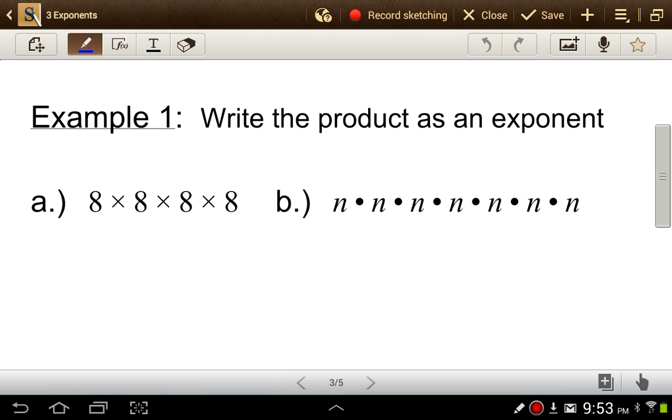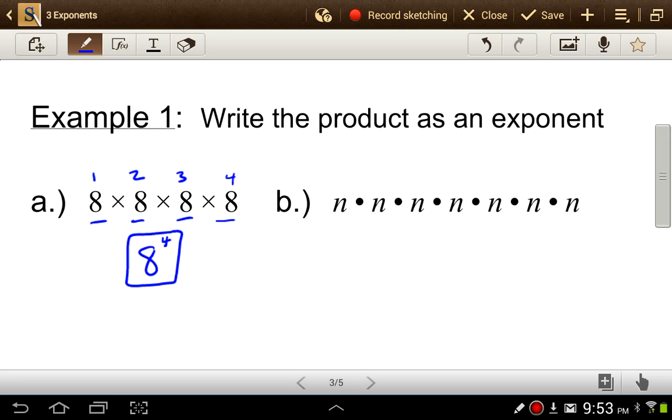Alright, in example 1, we're going to write the product as an exponent. So what I'm going to do in this example is take this and write it in exponent form. This is going to be pretty simple. All you have to do is identify your base number first. That is 8. Then count to see how many times you're doing repeated multiplication. 1, 2, 3, 4. 8 is a factor 4 times. So it's 8 to the 4th power.